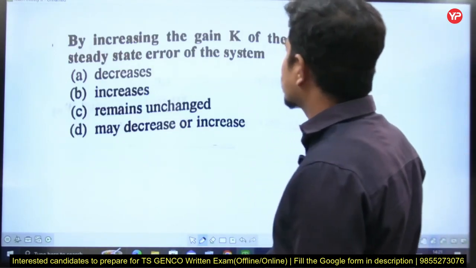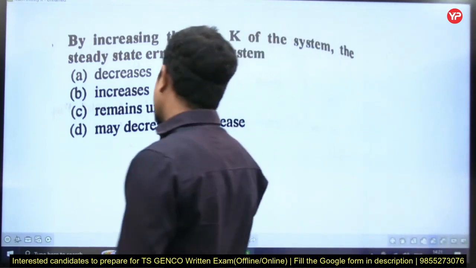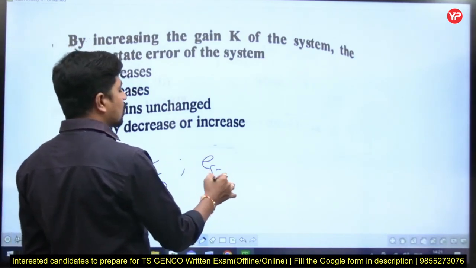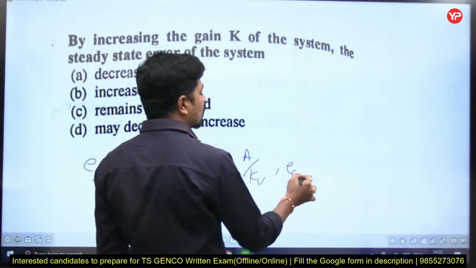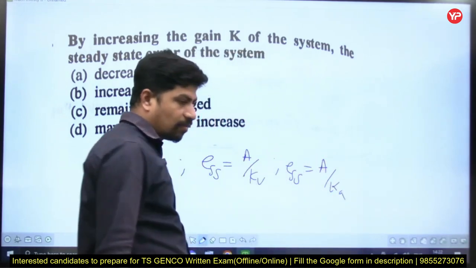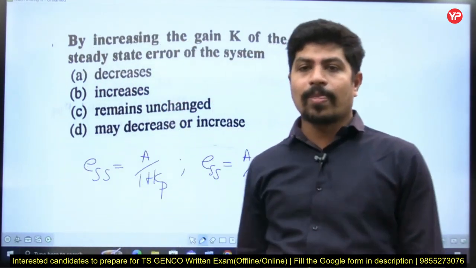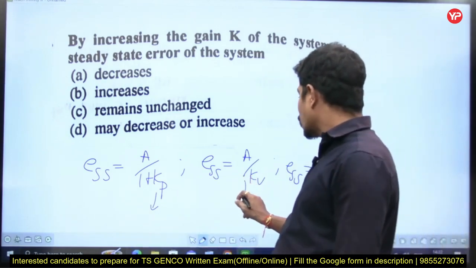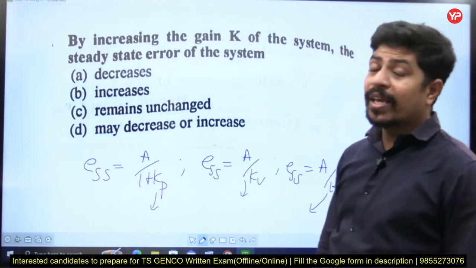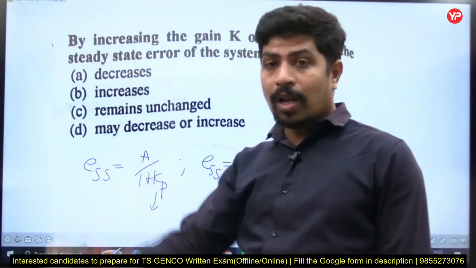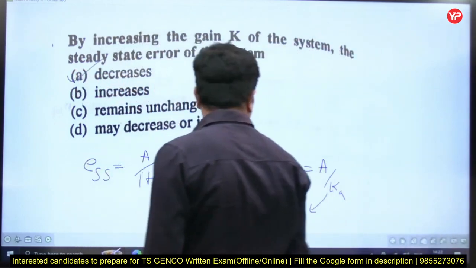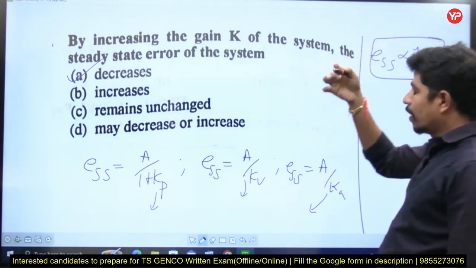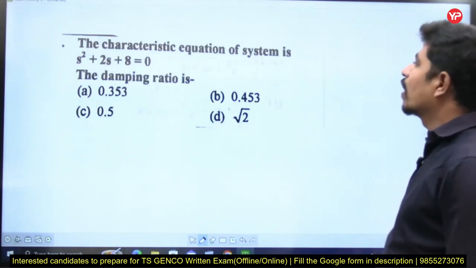By increasing the gain K of the system, the steady state error, so ESS is equal to A by 1 plus Kp, ESS is equal to A by Kv, ESS is equal to A by Ka. These are the error formulas for step, ramp and parabolic input. Now Kp, Kv and Ka are going to involve gain K. If gain K increases, denominator is going to increase, then steady state error will decrease. So very simply, steady state error is inversely proportional to gain K. Yeah, let's go to the next question.